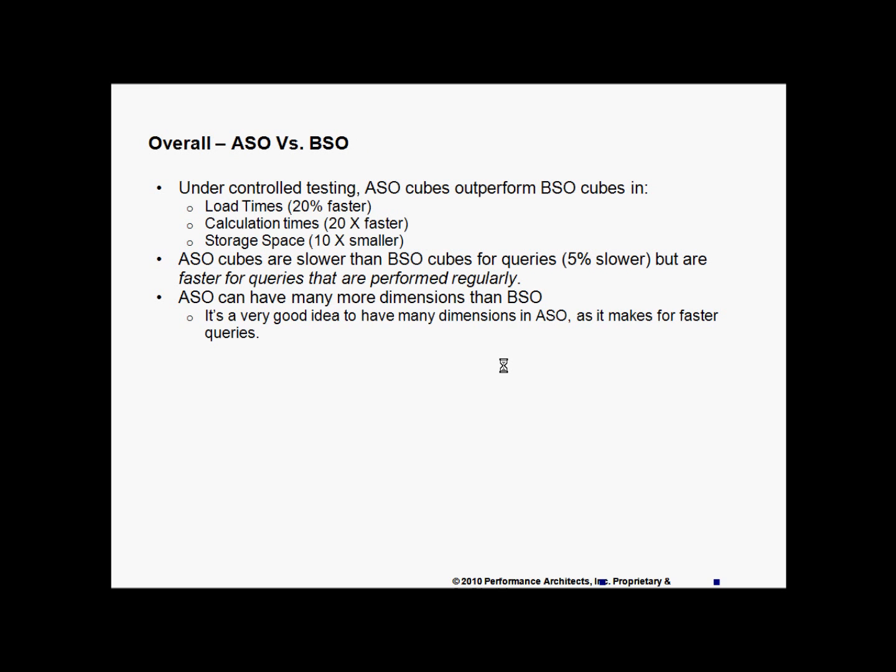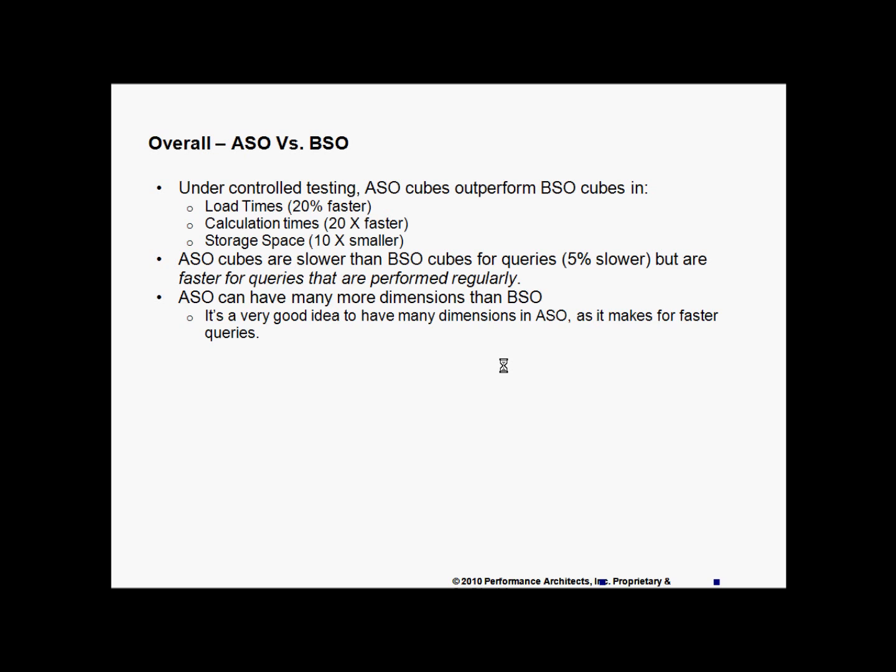Overall, aggregate storage option versus block storage option. Under controlled testing, aggregate storage option cubes outperform block storage option cubes in load times, where they're up to 20% faster, calculation times, where they're about 20 times faster, and storage space, where they're about 10 times smaller. ASO cubes are slower than BSO cubes for queries. They're about 5% slower, but can be faster for queries that are performed regularly. And there's a ton of optimization you can do to make the queries even faster.